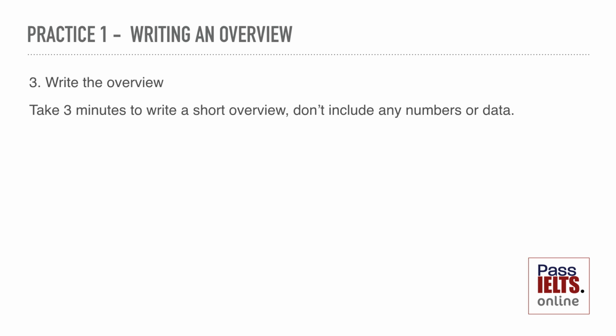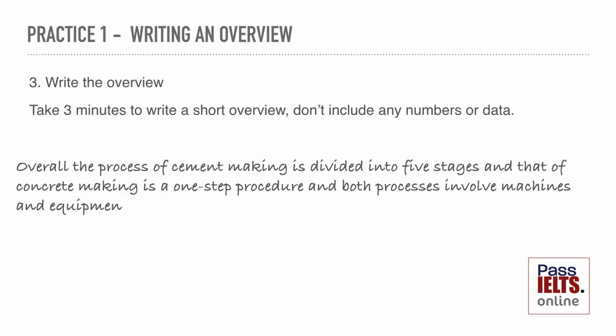Okay, your time is up. Here is an example of what you could write. Don't forget that other answers are possible. Overall, the process of cement making is divided into 5 stages, and that of concrete making is a one-step procedure, and both processes involve machines and equipment.